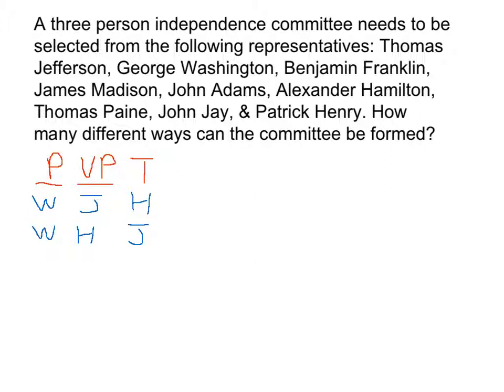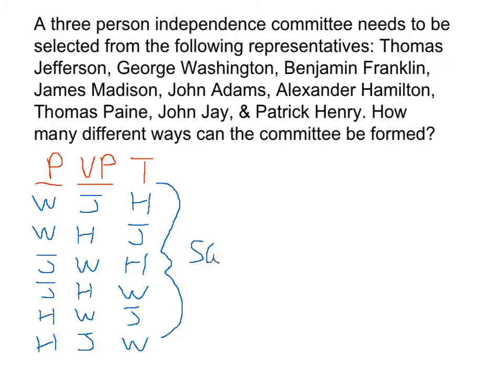I could also, instead, have made Jefferson president, Washington vice, Hamilton treasurer, Jefferson president, Hamilton vice, Washington treasurer, or Hamilton president, Washington vice, Jefferson treasurer, Hamilton president, Jefferson vice, and Washington treasurer. So these three guys, same three guys, used to be able to be arranged 6 different ways. Now, all 6 of these are the same committee.